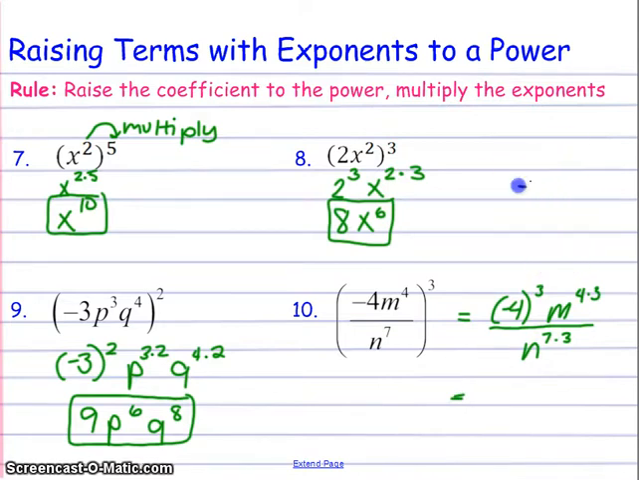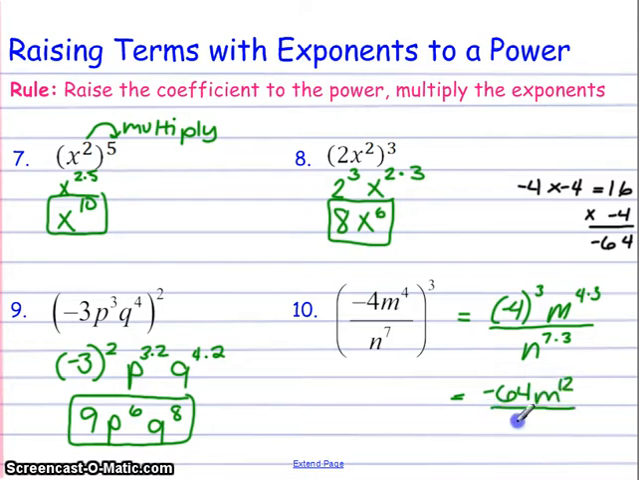So we need to do a little bit of scratch work for negative 4 to the 3rd. If you do negative 4 times negative 4, that gives you positive 16. But then if you multiply that by negative 4, that gives you negative 64. So we have a negative answer because we did a negative times another negative. So to finish with this problem, we'll say that negative 4 cubed is negative 64. M to the 4th cubed is m to the 12th. And we need to put that over n to the 21st since that was our answer.